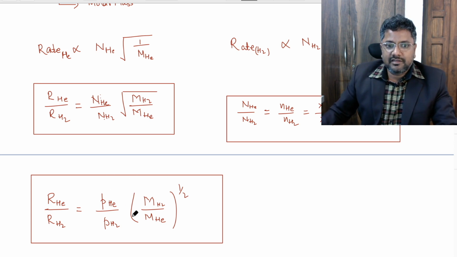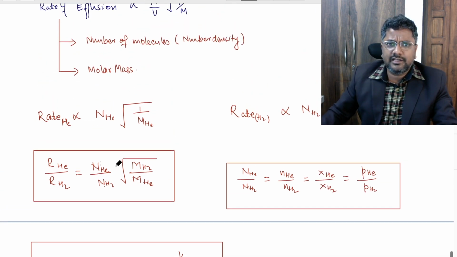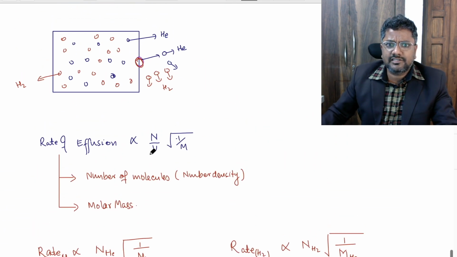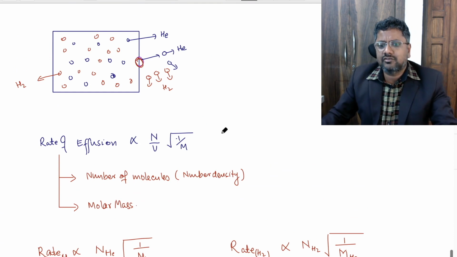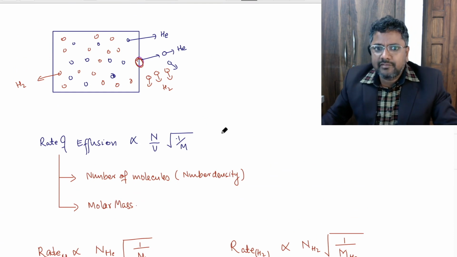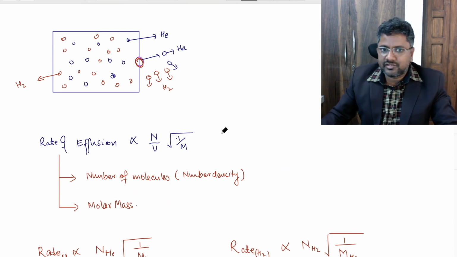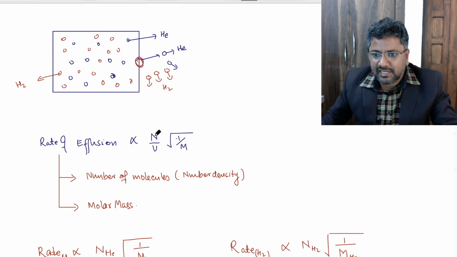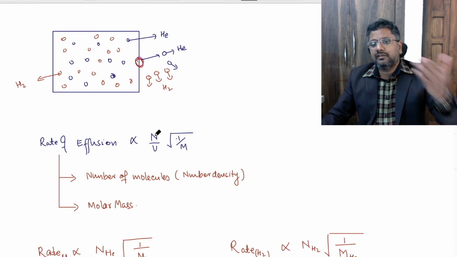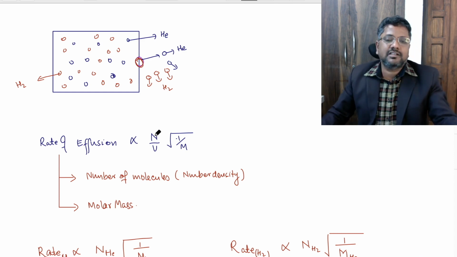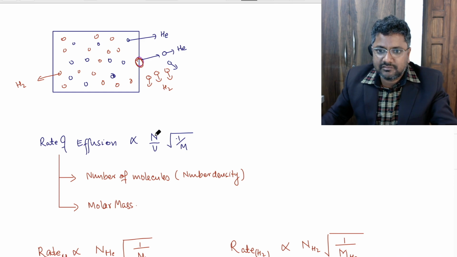Sometimes students are confused about where this pressure is coming from. If you are clear that number density is equal to P into Na by RT, and R and T are constant, and Avogadro's constant is constant, then definitely that is pressure. And if you are applying that equation in a mixture of gases, then that pressure is called partial pressure.